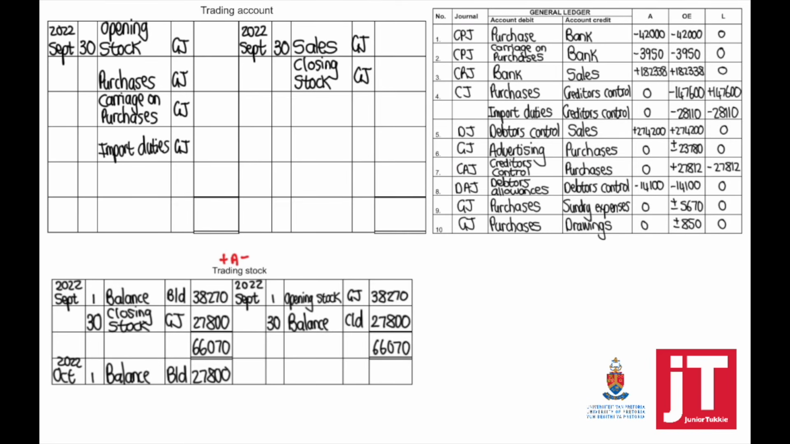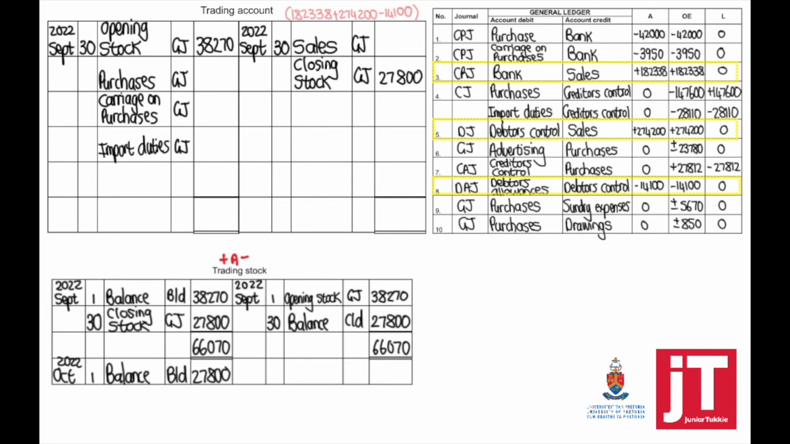So if we start now with finding our opening stock and our closing stock, we can get that from the trading stock account. The opening stock was 38,270 and the closing stock was 27,800.